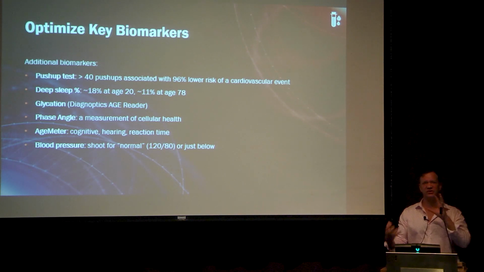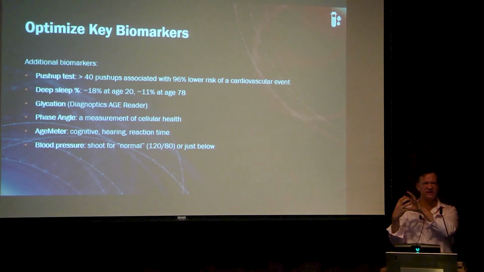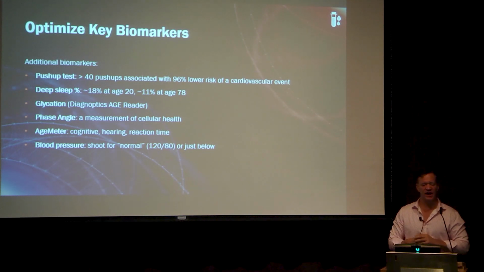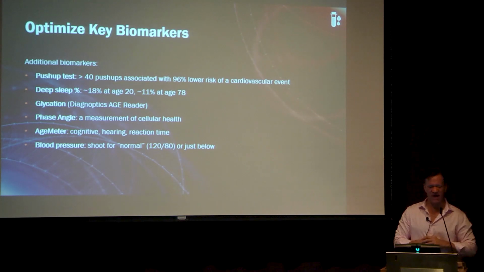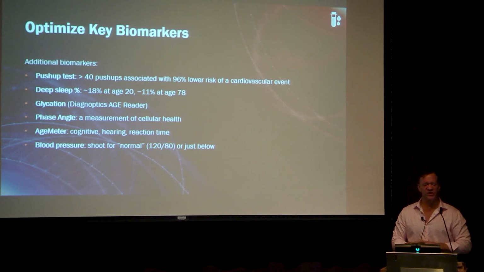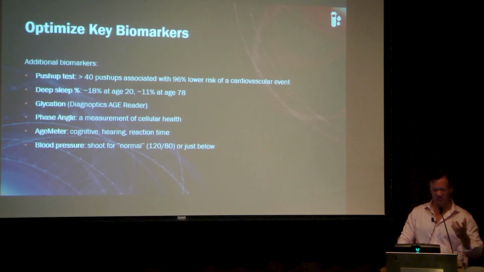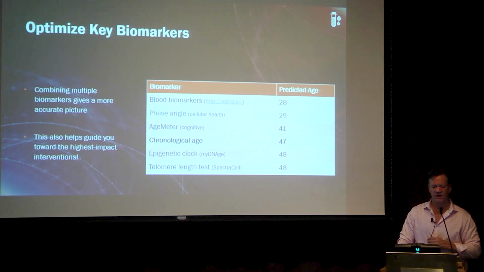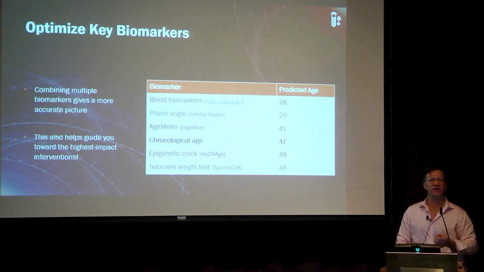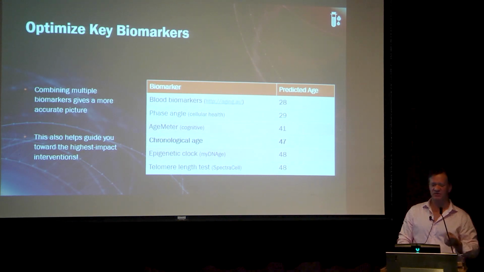Glycation, that's whether the proteins and sugars are sticking together inside your cells. There are various devices that can measure that. Phase angle, which is essentially a measure of cellular health. There are specialized scanners that can look at that. There are various cognitive scanners such as age meter that do reaction time, hearing tests, and so on. Also blood pressure. And ideally, you want to look at as many biomarkers as possible and combine them.